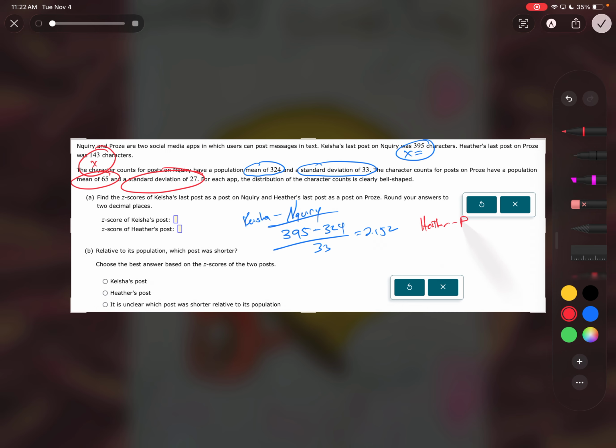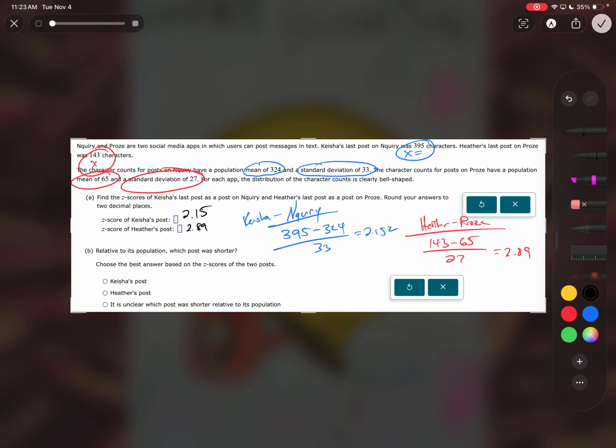So Heather in Prose: her X was 143, her mean is 65, and the standard deviation is 27. 143 minus 65 divided by 27 is 2.89. So my answers here: Keisha's is 2.15 standard deviations higher than the average on Inquiry, whereas Heather's is 2.89 standard deviations higher on Prose. Okay?